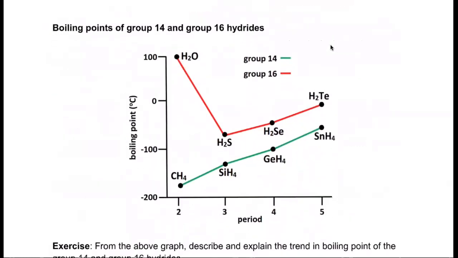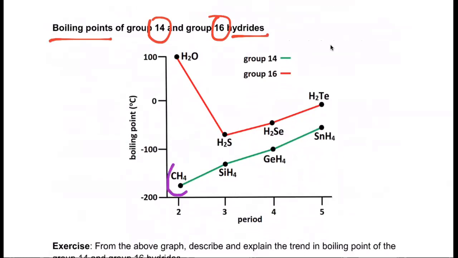So this graph is kind of showing what I just mentioned. This is comparing two groups on the periodic table. It's comparing the boiling points of hydrides. So those are elements that have been bonded to create a compound with hydrogen. And it's comparing group 14 and group 16. So let me switch colors really quick. Here I'm going to do group 14 first.